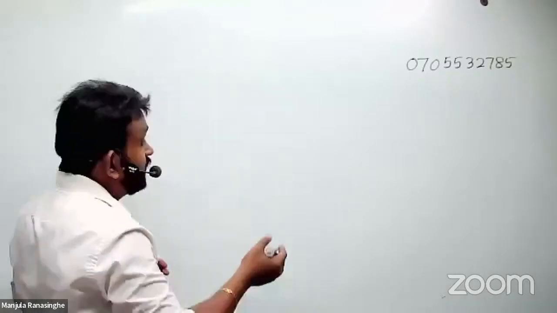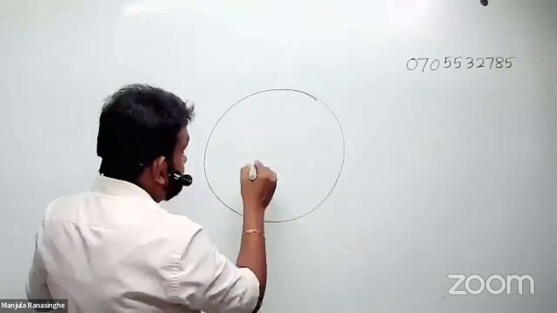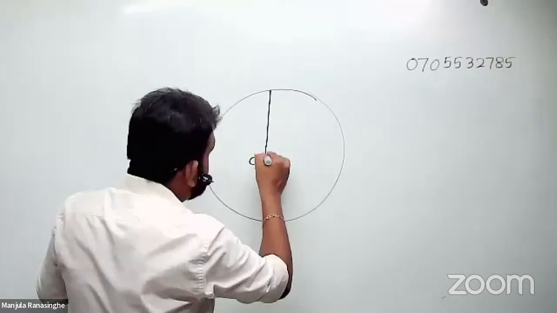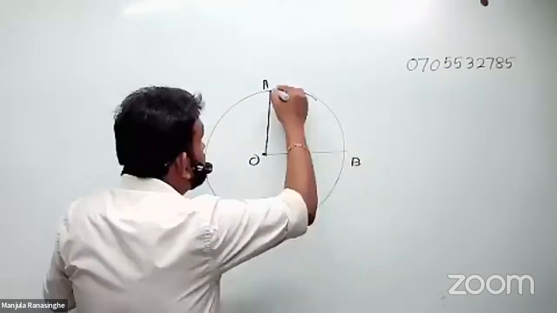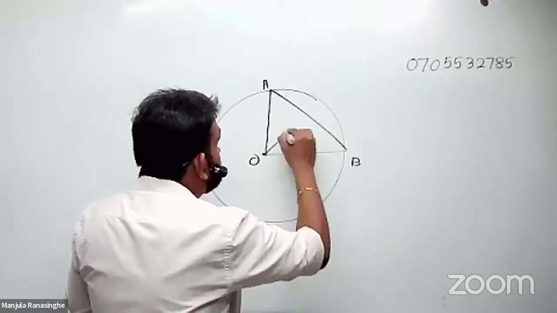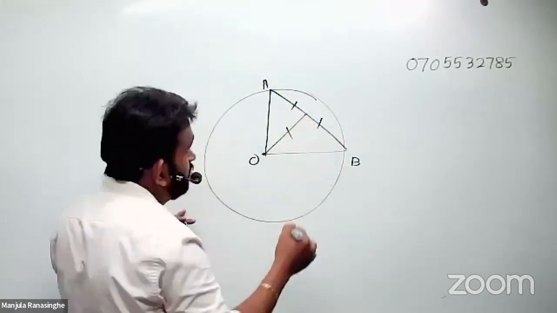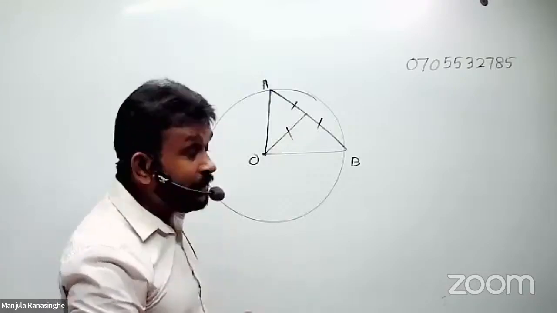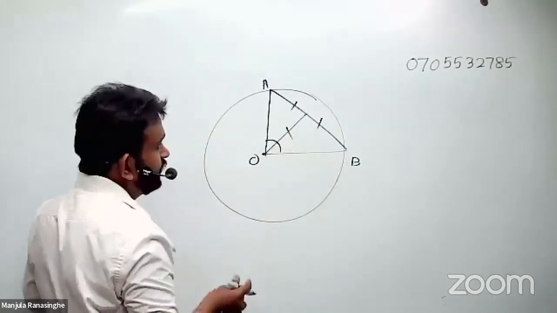Right. Question number 15. We have a circle with center O, and here A and B, and here the chord is there, and a line is drawn to the midpoint of the chord, and this side is given equal, right? What they are asking: find the magnitude of angle AOB. This angle is asked, right?